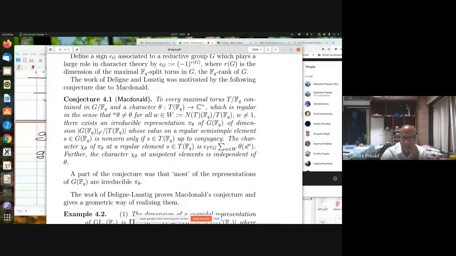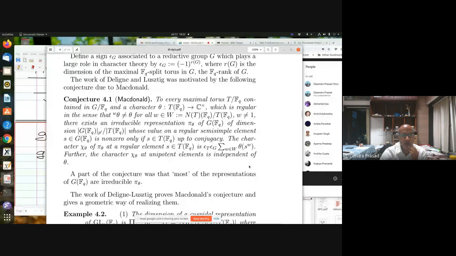Further, the character chi_theta at unipotent elements is independent of the character theta chosen. And this value is called the Green's function. Because it is independent of theta, it's a function on the unipotent elements. It's a function on the pair of a torus and a unipotent element. And it's a certain polynomial in q called the Green's function.